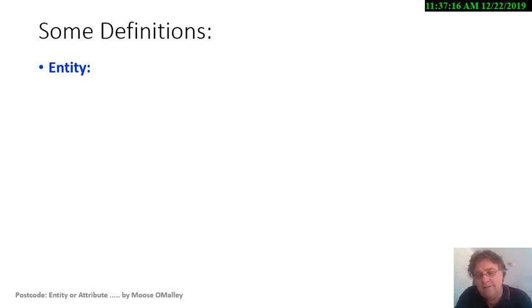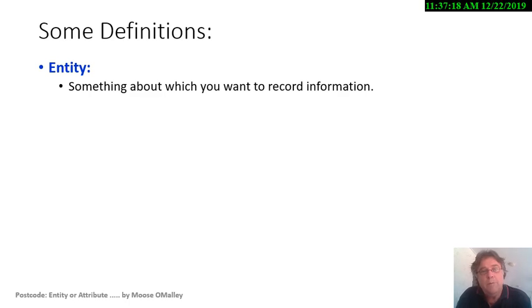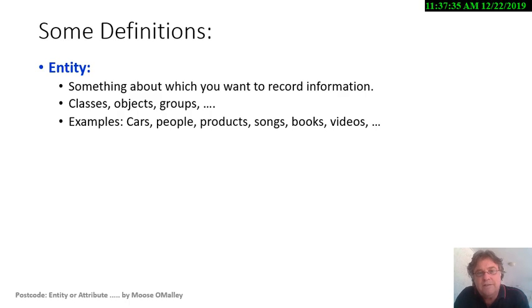So an entity, what's an entity? An entity is something about which you want to record information, something about which your organisation or your company or your client wants to record information. That's all an entity means. So you think about classes or groups or objects, and some examples there. So cars, people, products, songs, books, videos, computers, televisions, washing machines, they're all examples of entities. Okay, something about which you want to record information. Pretty basic, pretty easy stuff.